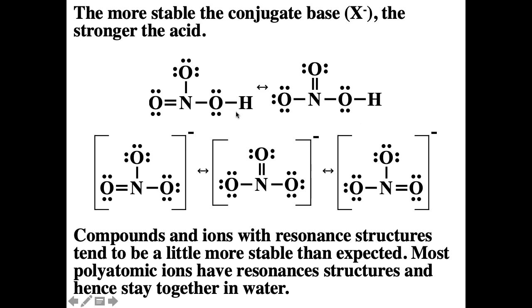And so for the oxoacids, typically their conjugate bases are going to have resonant structures. And compounds with resonant structures are a little bit more stable than expected. That's because you have some delocalization of the electrons. And so that's why a lot of those oxoacids can be strong acids, because you're going to get those resonant structures.